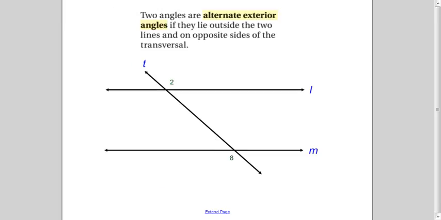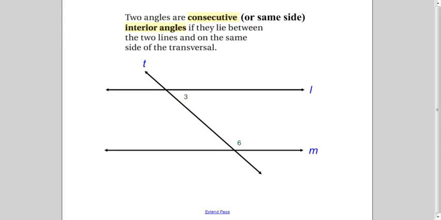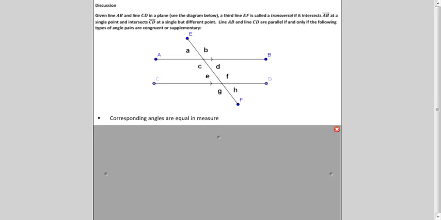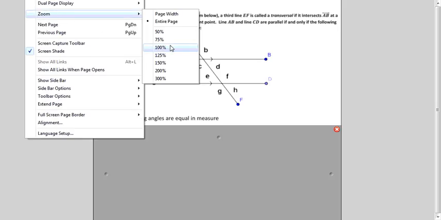Alternate exterior angles are on opposite sides of the transversal, touch different lines, but now they're on the outside of the two lines. And consecutive or same side interior angles are angles on the inside that are on the same side of the transversal. So now that we know all those, let's look at what happens when we have parallel lines.